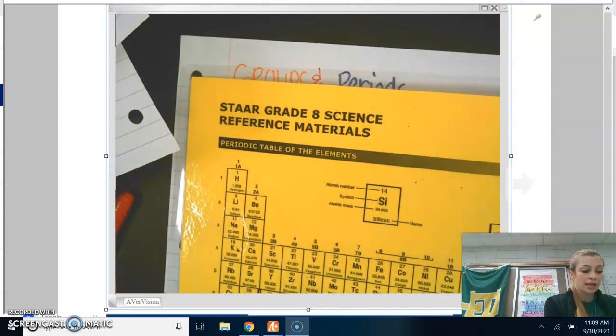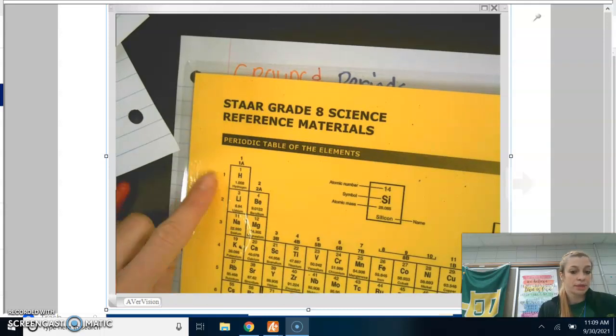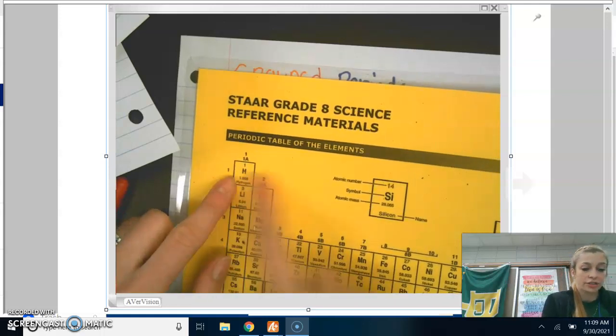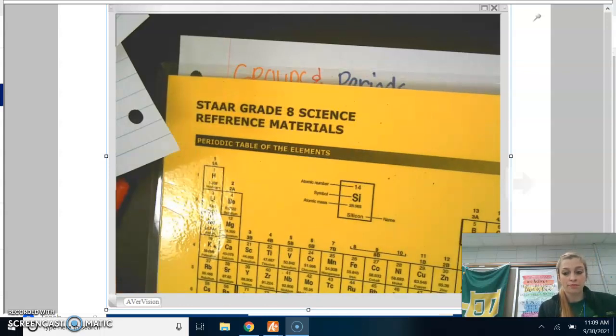Periods go left to right on the periodic table. Think of like a sentence ends with a period, a sentence is left to right. So the period number is over here. The only elements in period 1 are hydrogen and helium. And you have period 2, 3, 4.